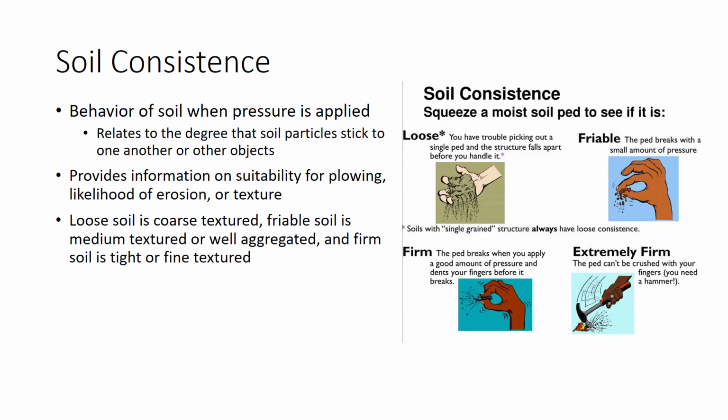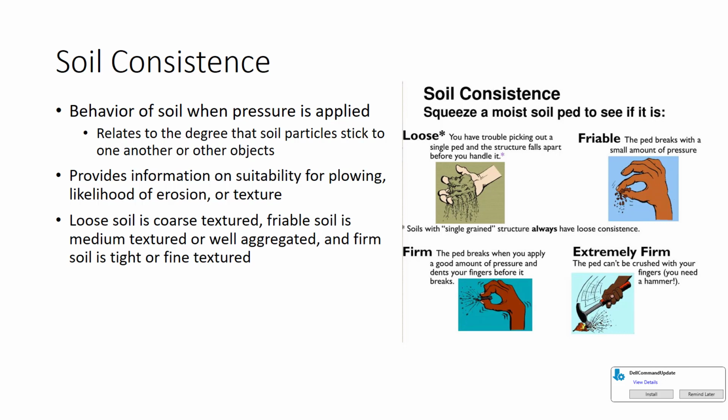Soil consistence refers to the behavior of soil when pressure is applied. It relates to the degree that soil particles stick to one another or other objects and mostly results from certain types of clay. The effect of consistence can be best explained by some examples. Loose sand, for instance, shifts easily under pressure so that vehicles may get stuck in dry sand along a beach.